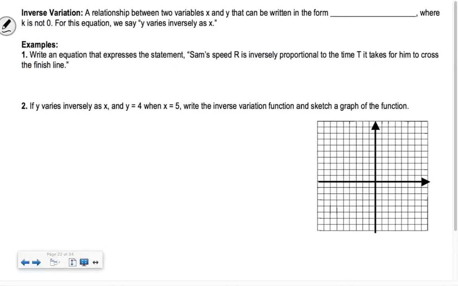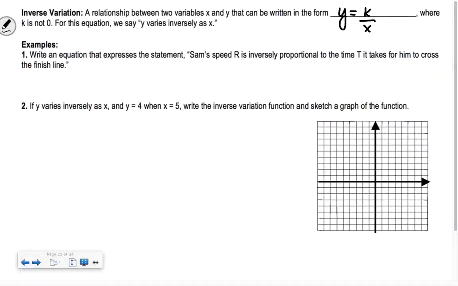All right, so inverse variation. There's a reason why this is in this chapter. Inverse variation is the relationship between two variables x and y that can be written in the form y equals k divided by x. So think about it. If x was 100, if I divide out by 100, it makes my other number really small, right? The bigger x is, the smaller y is. That's why it's an inverse relation.